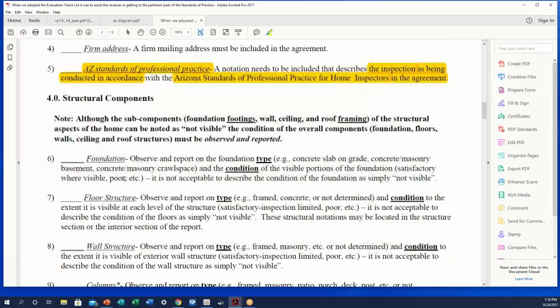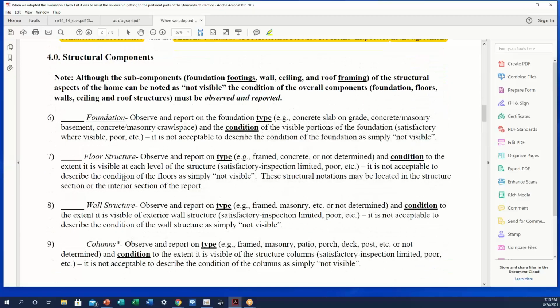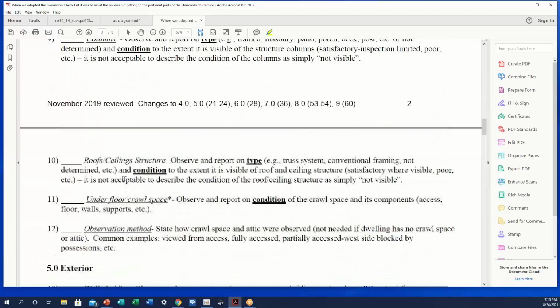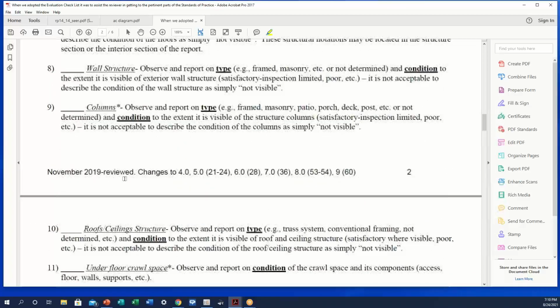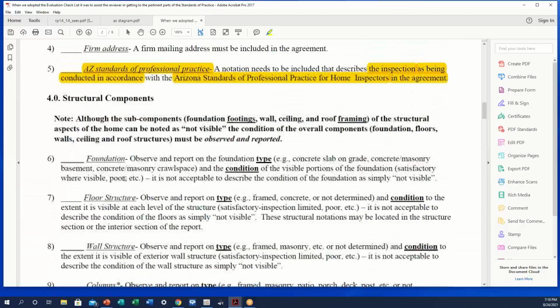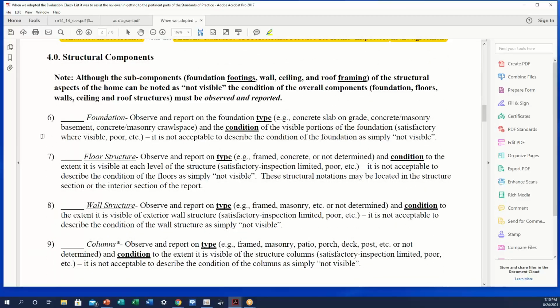Okay. 4.0 is structural components. I sort of got out of track here, so we can go down to roofing. Yeah, we'll go ahead and do the structural. Okay. So the note is also subcomponents, foundation, footings, walls, ceilings, roof framing of the structural aspects of the homes can be noted as not visible. It used to be I couldn't say that. Now they're saying, sure, we'll let you say that.